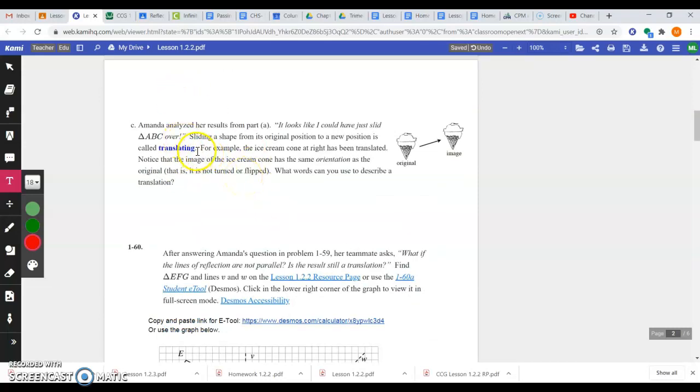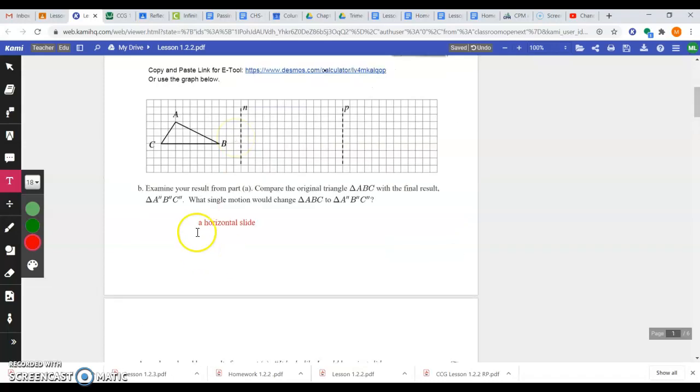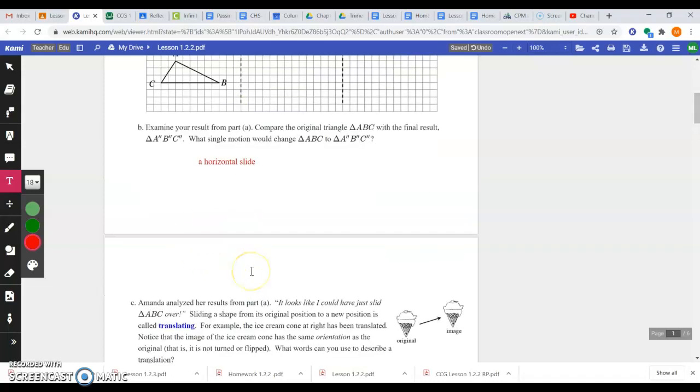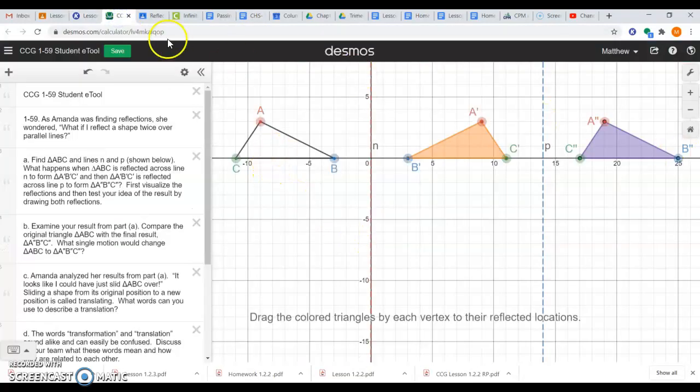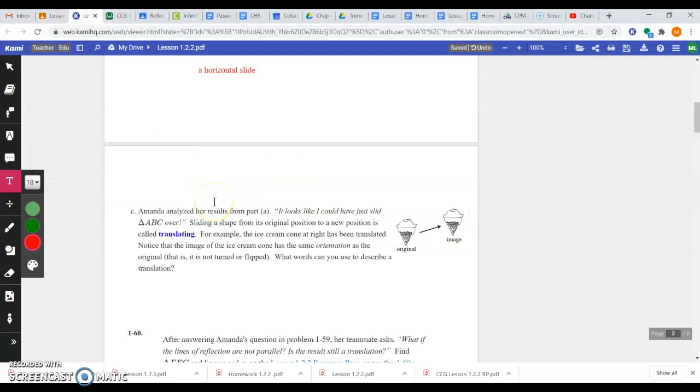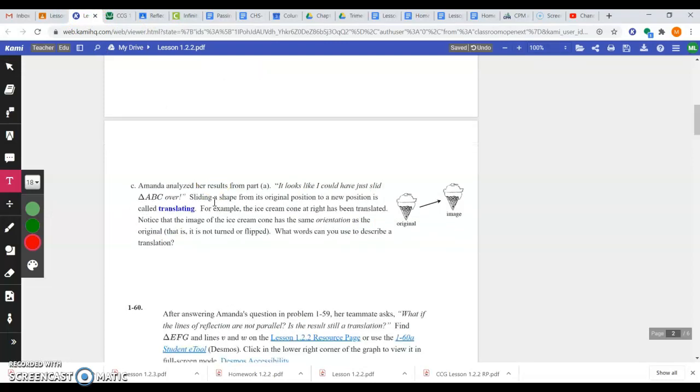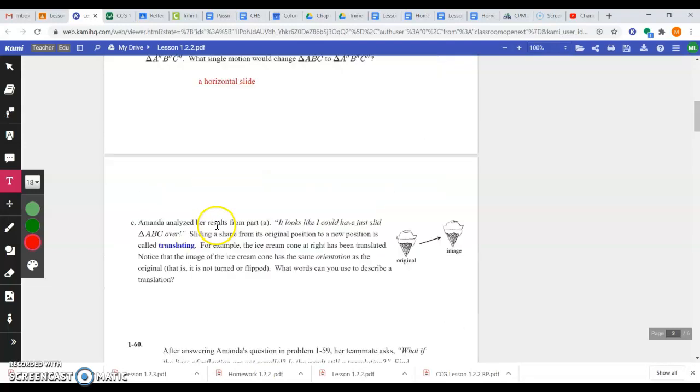The big part here is this word translating. That slide, I called it a horizontal slide. But just that sliding over effect, where you could just take a shape and slide it, that's what we call a translation. So that's the second rigid transformation, the first one being a reflection, and then we just did this double reflection, and it introduced the idea of a translation.